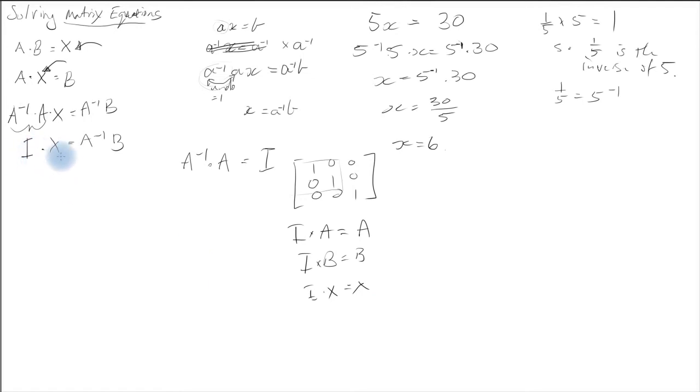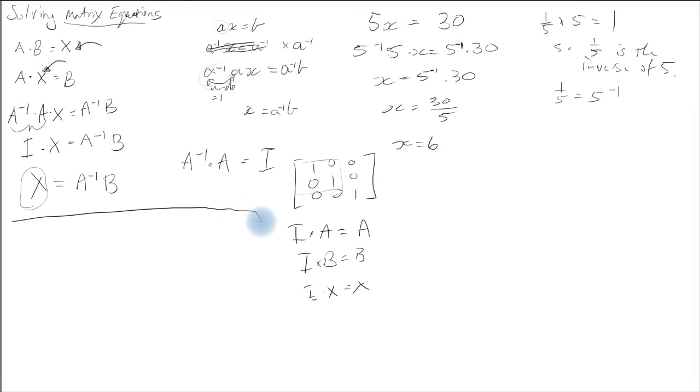So the identity matrix times X over here, that's just X. And so X is the inverse of A multiplied by B. And that will find the answer that we're looking for. This X was the answer we're looking for. So let's sort of corner that off.